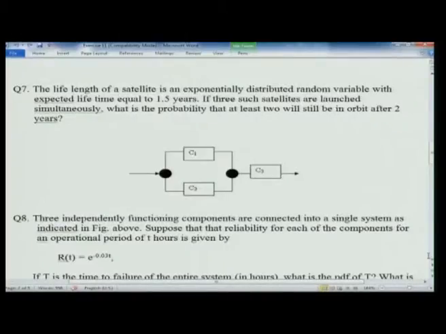Now, this figure refers to problem 8, I think. 3 independently functioning components are connected into a single system as indicated in the figure above. So, 2 are parallel and then 1 is series. Suppose that the reliability for each of the components for an operational period of t hours is given by e raised to minus 0.03 t. By now we have discussed all this. Therefore, you have to treat these two as parallel. Then you compute the reliability of this combination and then this together with component C 3 in series. So, now you can do it.